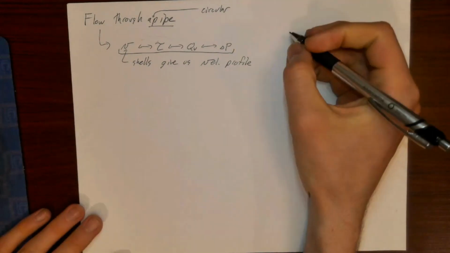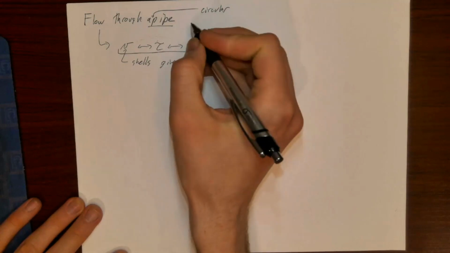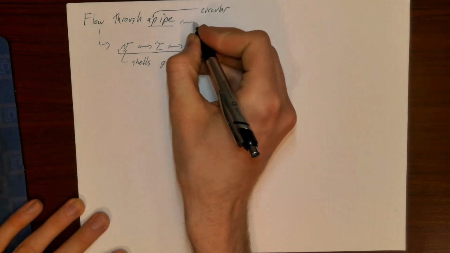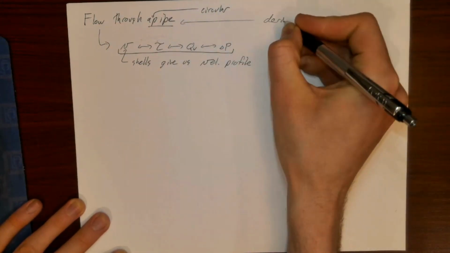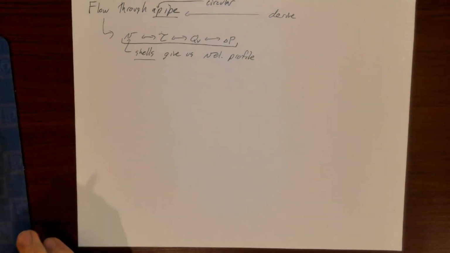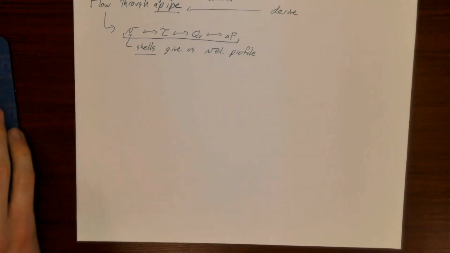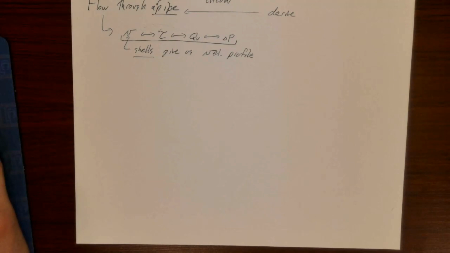So what is our goal today? Our goal today is to consider flow through a circular pipe and derive this velocity profile via shells. When we think about deriving velocity profiles, we often want to break it down into a series of steps that we can use to solve the problem. So let's take a moment now to outline the steps that we're going to take to solve this flow through a pipe problem to derive the velocity profile.